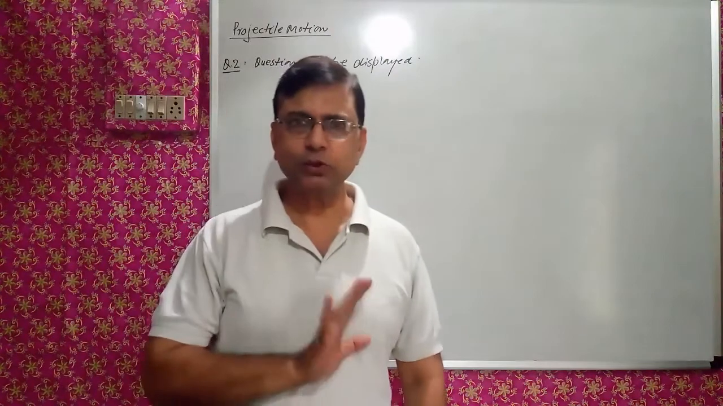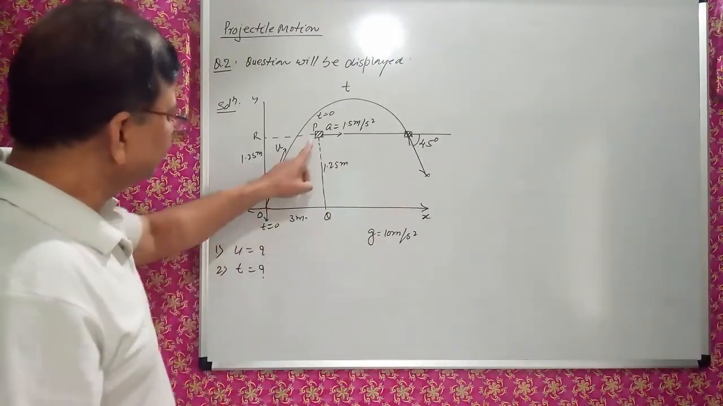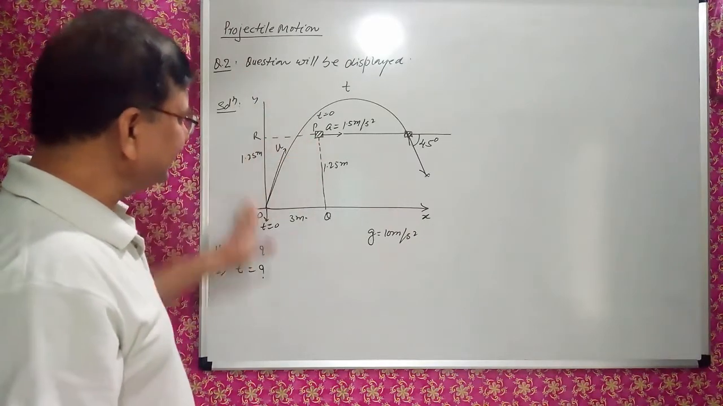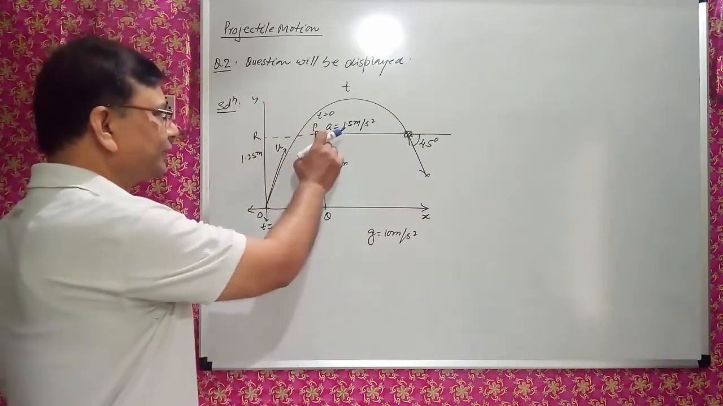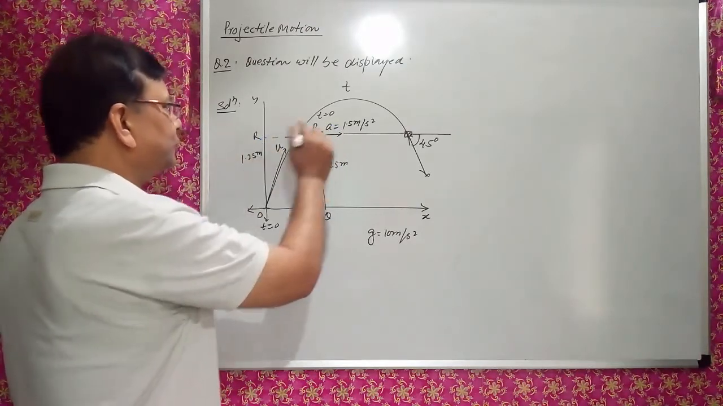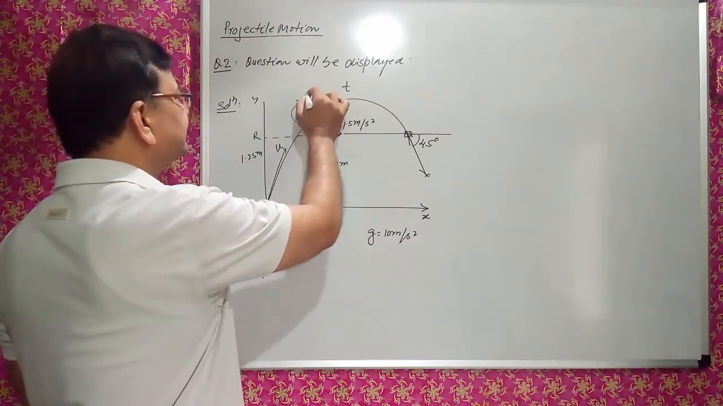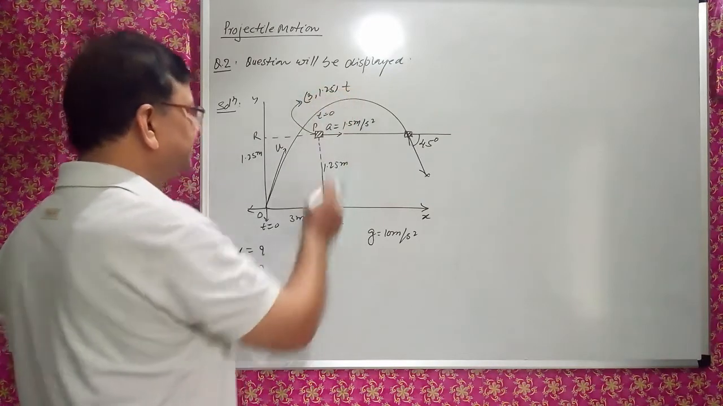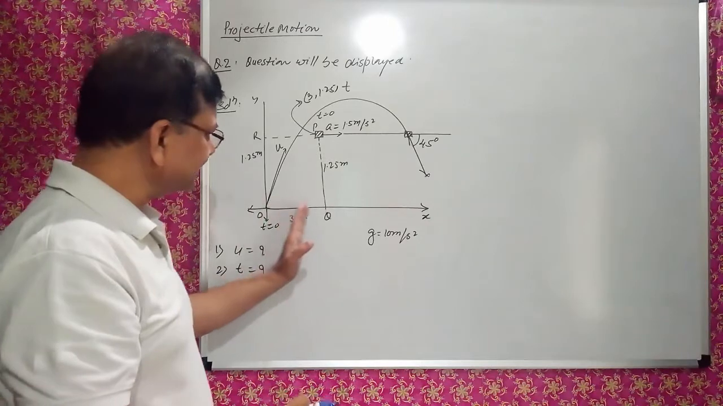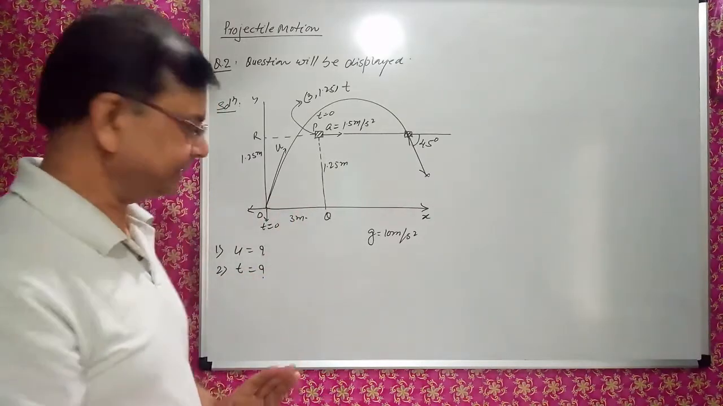So we will proceed with the solution. The question is, there is one object over here, right? In this xy plane, there is one object whose coordinate is (3, 1.25), which means it is at a height of 1.25 meter and at a distance of 3 meter from the origin.